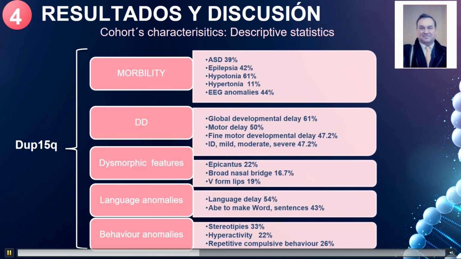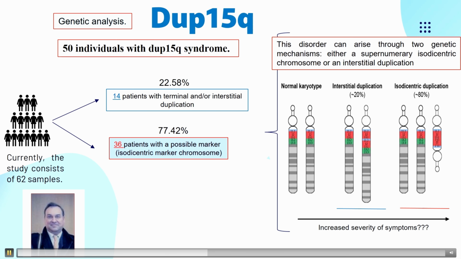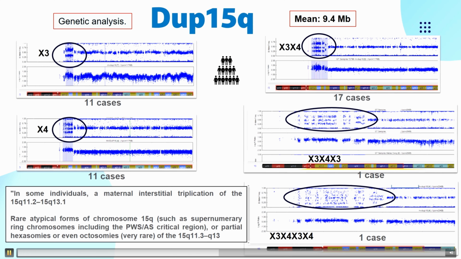We have many other data, but they are very similar to what was previously described for the syndrome. Samples to work: basically, we have preliminary data in 50 individuals. Most of them, 78%, carry a possible marker, the isodicentric marker chromosome, an extra chromosome.